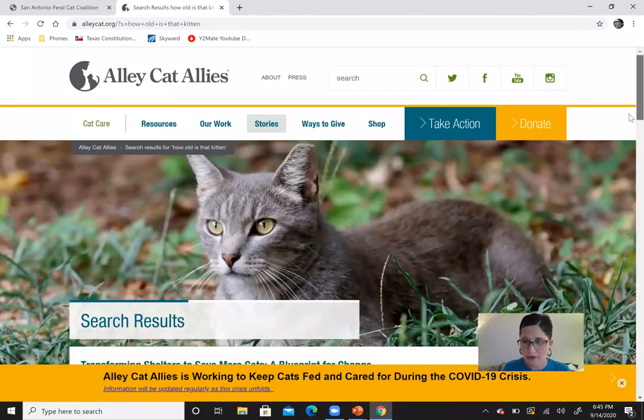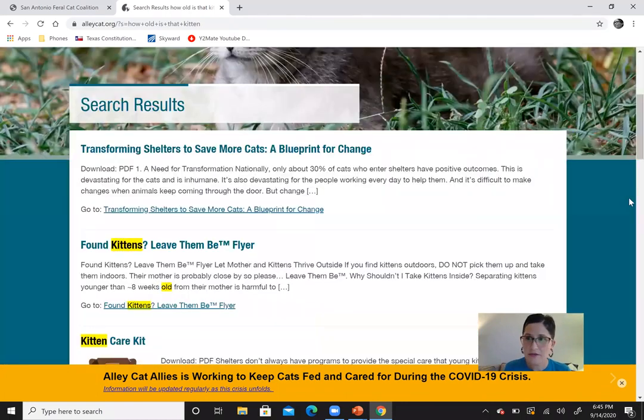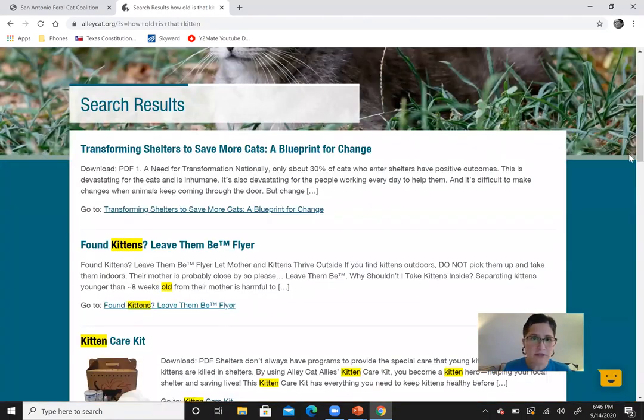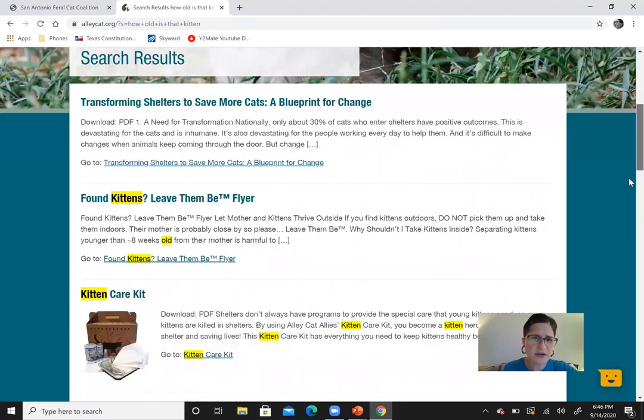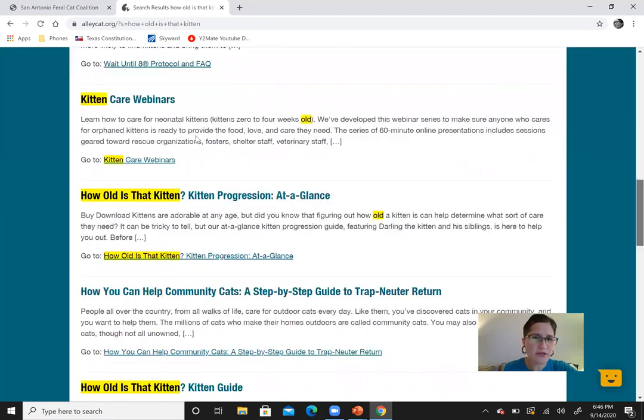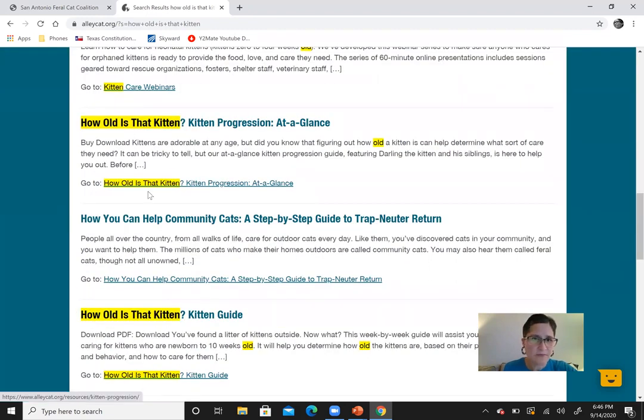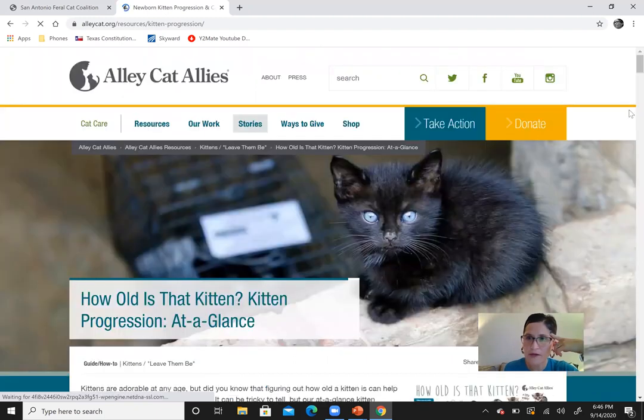Okay, COVID. Let's go ahead and X that out. They're going to give you some options because they have a lot of things. You type in certain words and you're going to get a lot of good information, but we specifically want how old is that kitten. So you click here. And again, I'm showing you how it looks so you're not on some website that's not legit. All right, here it is.